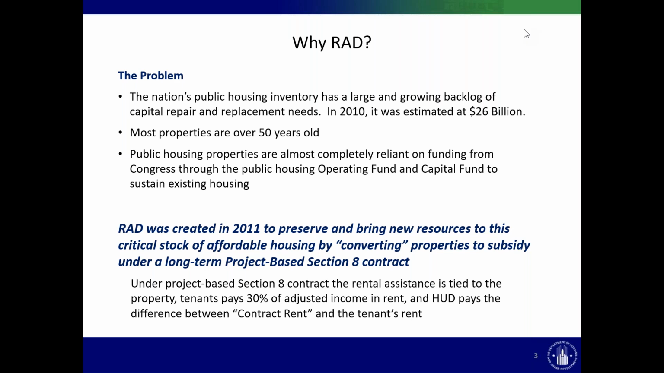Under a project-based Section 8 contract, the rental assistance is tied to the property. Tenants pay 30% of adjusted income in rent, and HUD pays the difference between what's called the contract rent and the tenant's rent, that 30% of income.